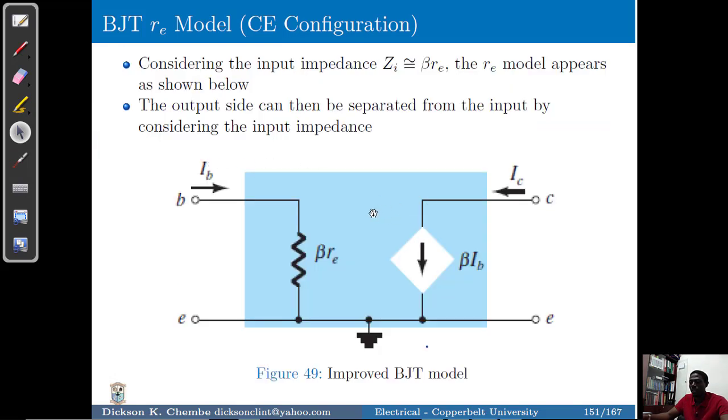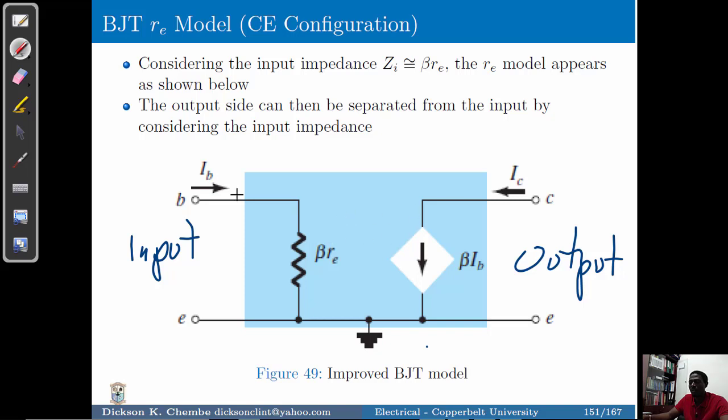So we separate the two. This is the input section. So we have the input here, and then we've got the output on this side. We know the value of the input impedance. So the important values on this side are the input impedance, the input voltage, and the input current, which is IB. Here we have the output impedance, ZO, the output voltage, as well as the output current, which is the collector current in this case. So this is now a partial representation of a bipolar junction transistor.